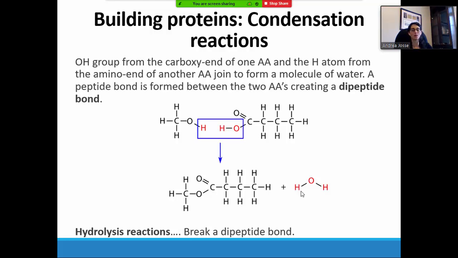Okay, and to break down a dipeptide bond, so to break proteins into their constituent amino acids, we undergo hydrolysis reactions, and we'll talk about enzymes that do that in one of the next lectures. Okay, so hydrolysis reactions break down these dipeptide bonds, and they use water, hence hydrolysis, the breaking up of water. And so the same thing happens in opposite. Essentially, you're adding an OH to one end of the amino acid and an H to the other, so that you end up with two distinct amino acids.